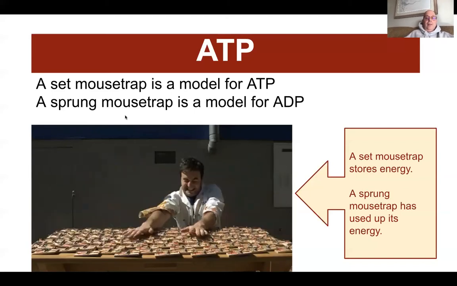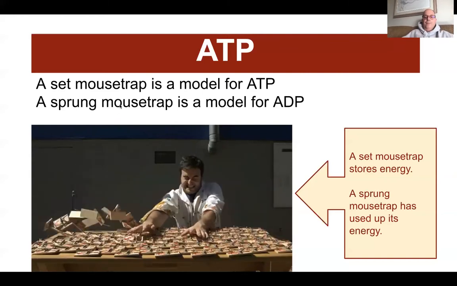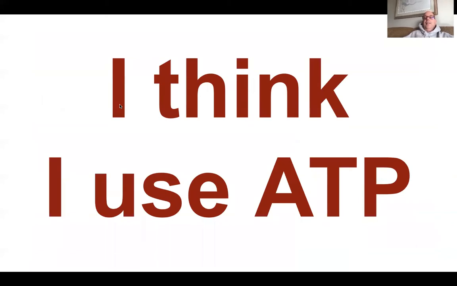All right, so ATP is a molecule that's got lots of energy, much like a set mousetrap has energy. That's all we're going for there. It's used for everything you do, including thinking.